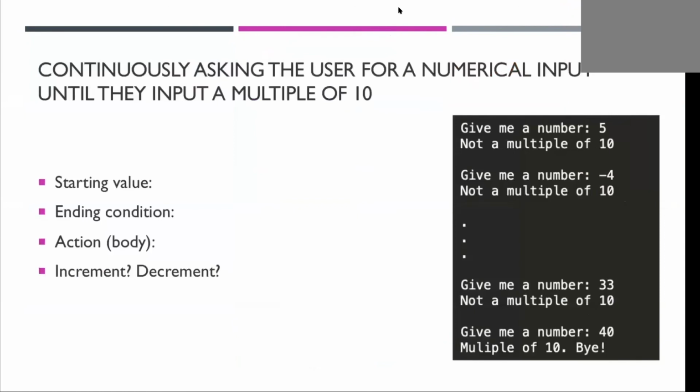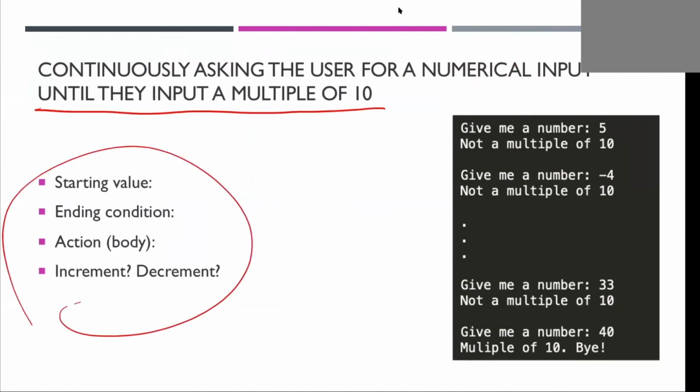All right, so going back, this next one is going to be a little bit more challenging. It's continuously asking the user for a numerical input until they put a multiple of 10. So a lot of this kind of goes out the window. Normally, when you had a while loop, we had a set number of times things were supposed to run, but this time it's not like that. It's more like a condition for something to run.